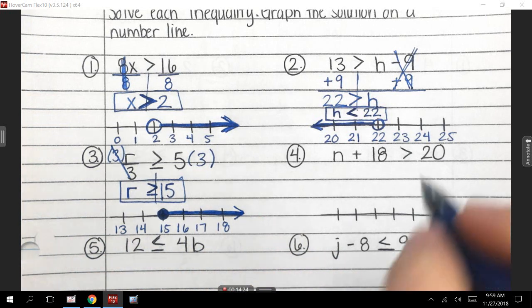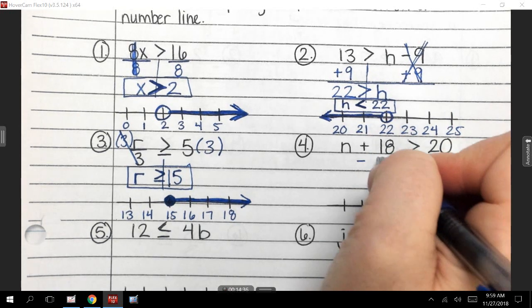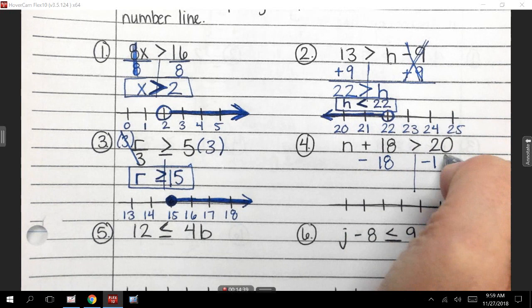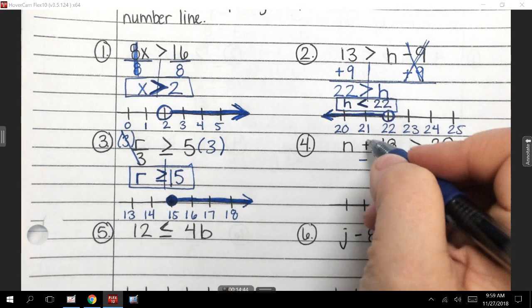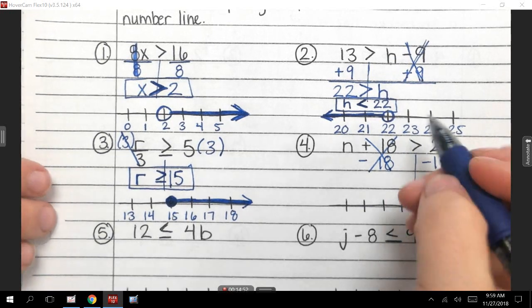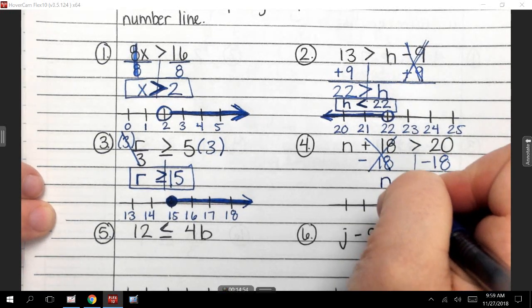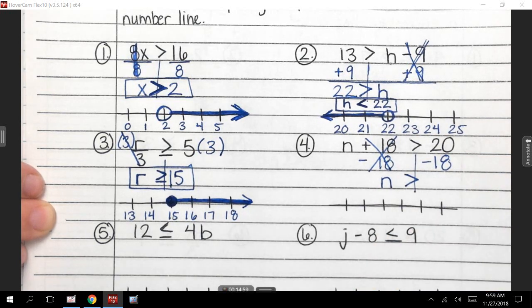All right, number 4. What am I going to do to work out number 4, Stone? Minus 18. Make sure we're doing that on both sides. What happens to my plus 18 and my minus 18? Maggie? They have to cancel each other out because if you add something and then subtract the same amount, it's basically the same number. Yep, if you add something and then subtract the same amount, it goes away, so that's gone. And we just have n. Keep our greater than symbol, and 20 minus 18 is?